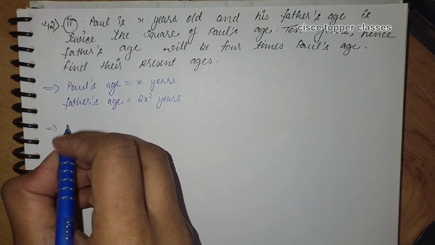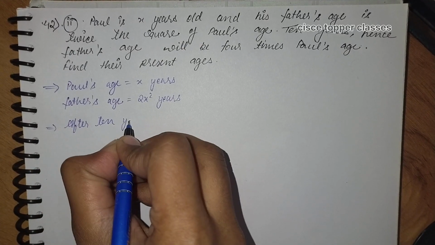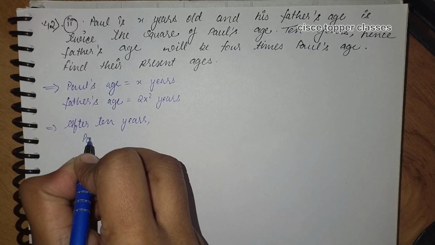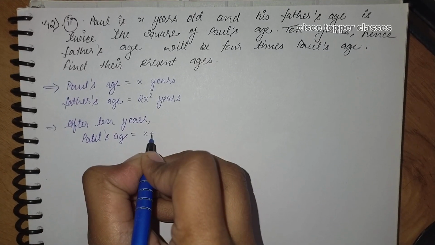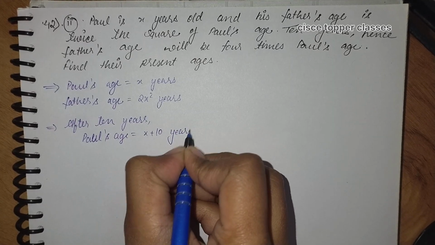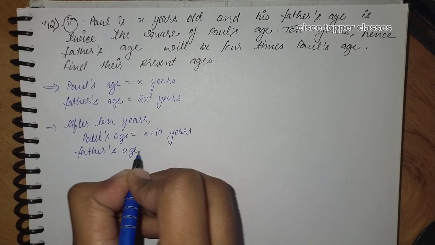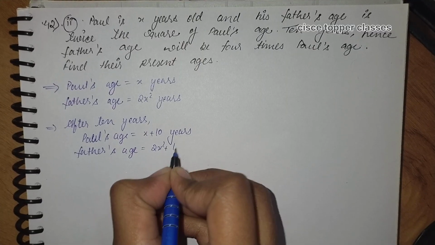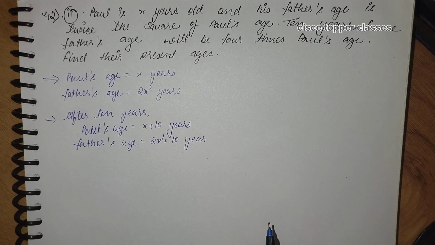After 10 years, if we write the age that is given as Paul's age, that will be x plus 10 years, and if we write the father's age, that will be 2x square plus 10 years. And in the condition it is written that after 10 years father's age will be 4 times Paul's age. So we will make a quadratic equation of that and we will solve it to find their present ages.